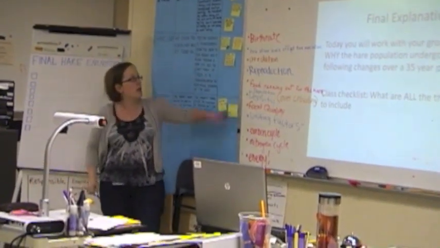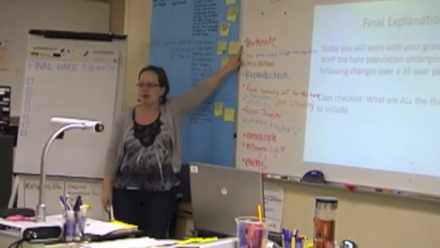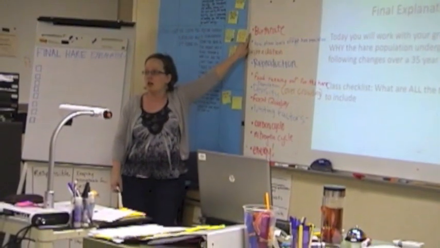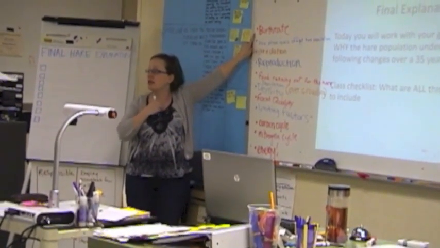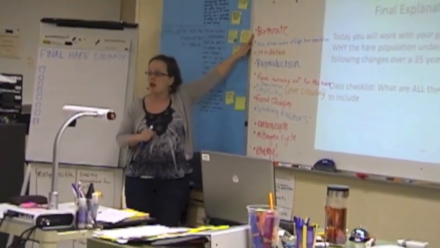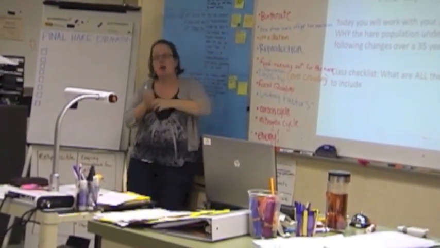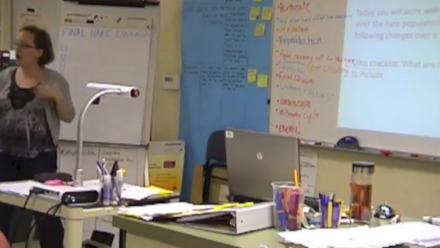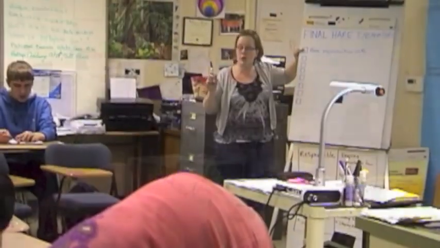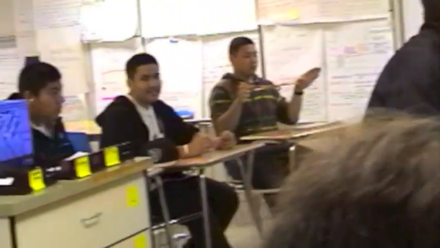So let's start with birth rate. What do you mean by birth rate? Reproduction. So Alan says it means reproduction. Does everybody agree? Yes. So these two go together? Yeah. All right, so the reproduction or birth rate of what? Hares. Okay, so Elpidio wants to talk about the hare mortality rate.